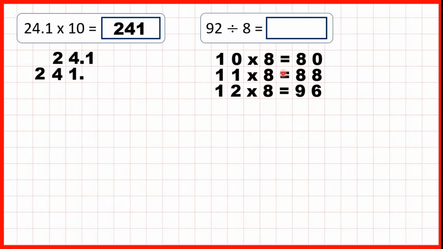The closest multiplication to 92, which is still less than 92, is 88, which is 11 times 8. But from 88, we need to add another 4 to get 92, to get to our dividend. So 92 divided by 8 is 11, because that's what we need to get to 88, and then remainder 4, because we need to add 4 more to get to our dividend.